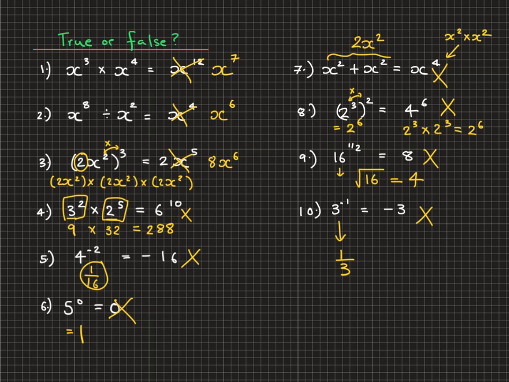So if you answered false to every single one of these, you were absolutely correct. But did you understand where the errors may have come from? Go back and look through these explanations again if you need to.